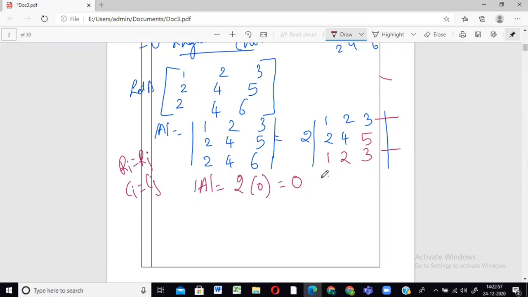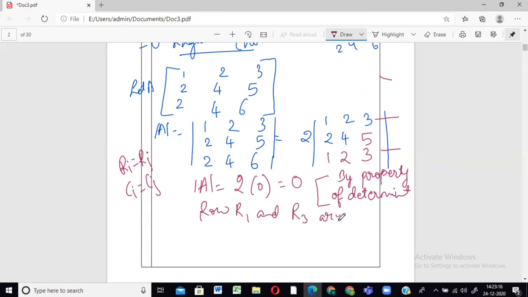Yes. Then you should always write the reason. That's by property of determinant. What is the property? The property is nothing but the first row, R1 and R3 are identical. So that is why now the determinant A is equal to 0. So we know its inverse will not exist. So it is not invertible and it is singular.